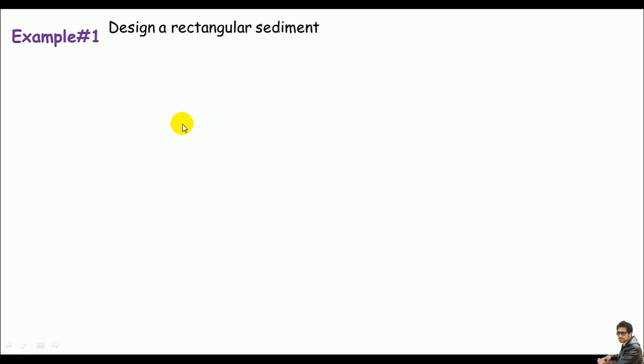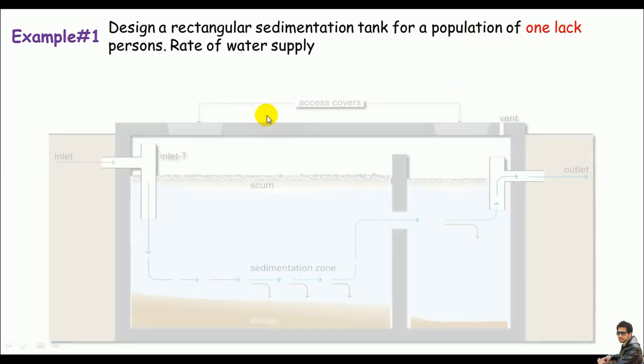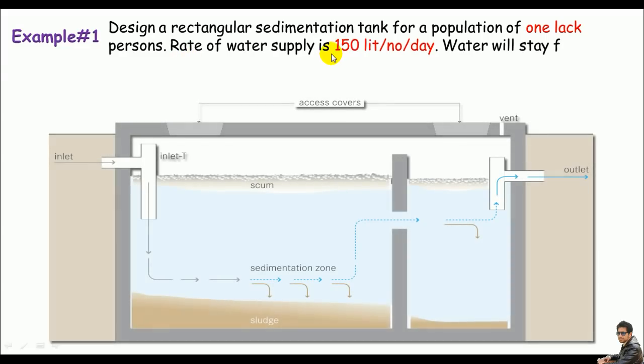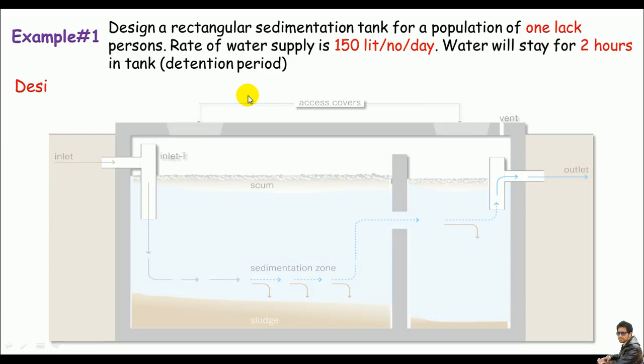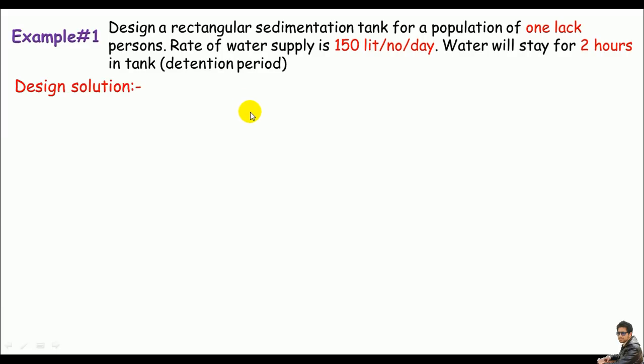If you are asked to design a rectangular sedimentation tank for a population of 1 lakh persons, the rate of water supply is also known, which is of course 150 liter per head per day. The water will stay for 2 hours in the tank. This is also known as the detention period. The data is just enough to design a rectangular sedimentation tank, so I'll just come straight to the design solution.